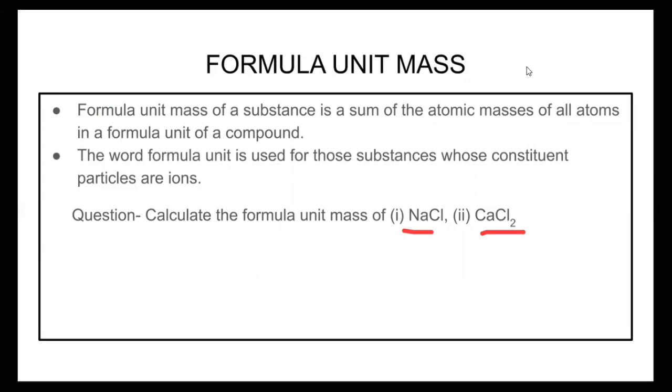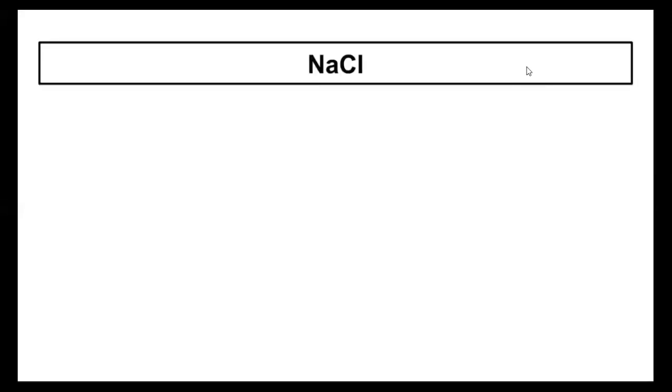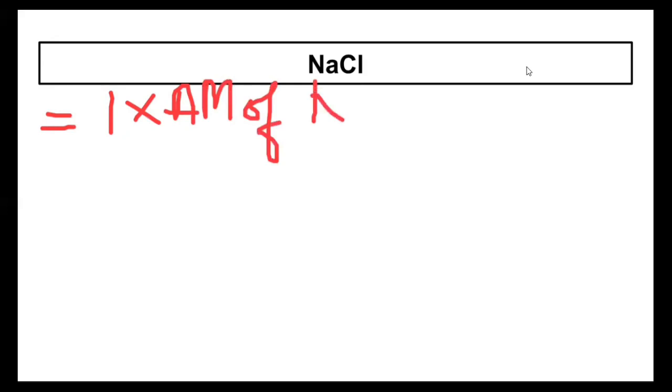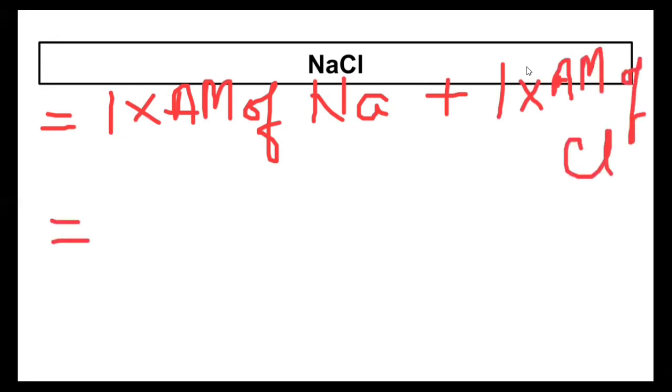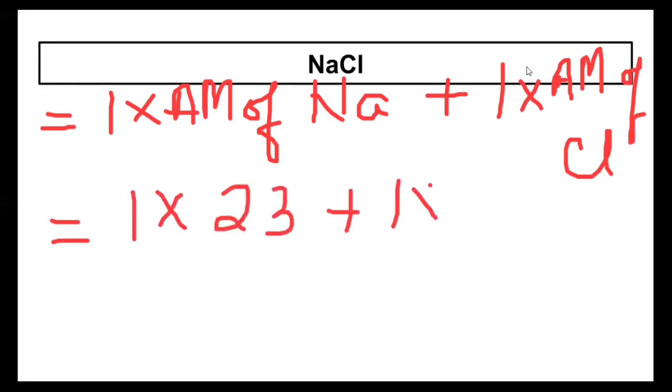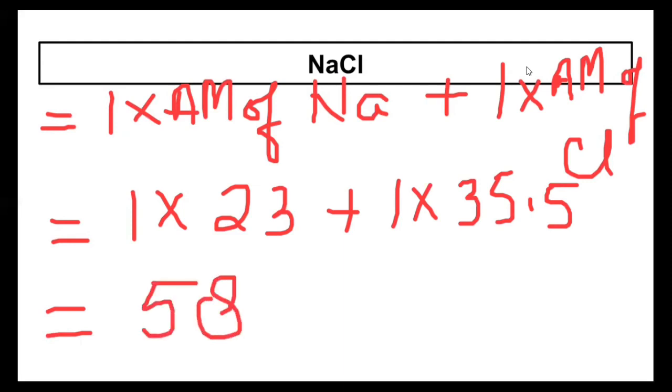So, let's see how to calculate the formula unit mass of sodium chloride. Sodium chloride, 1 multiplied by atomic mass of sodium plus 1 multiplied by atomic mass of Cl, and that comes to 1 multiplied by 23 plus 1 multiplied by 35.5, and it comes to 58.5 u, unified atomic mass. So don't forget to write the units in it.